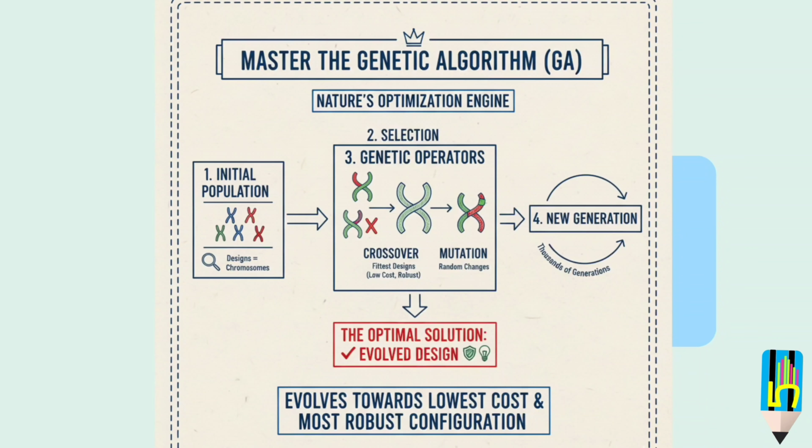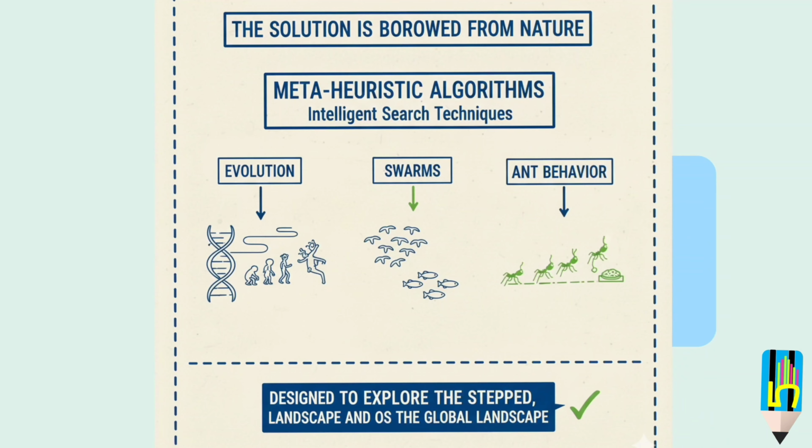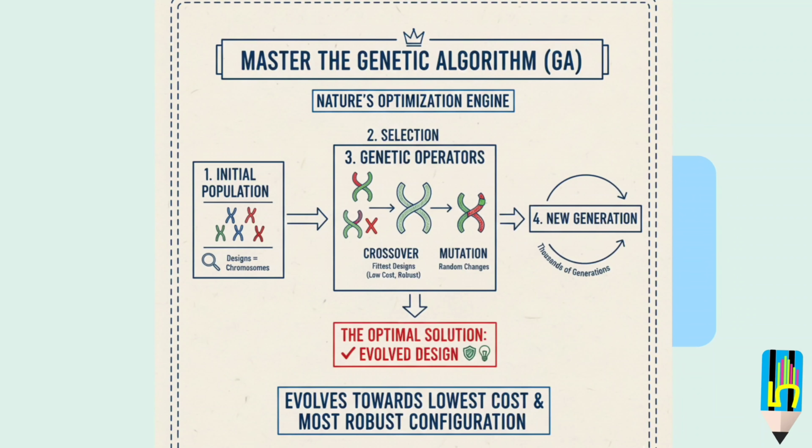Sometimes the solution is borrowed from the most efficient optimization engines we know, that is nature. We use meta-heuristic algorithms. We will learn more about this in the upcoming lectures. It is an intelligent search technique based on principles like evolution, how humans evolved, or the swarms, or ant behavior, to find a near optimal solution without exhaustive checking. They are designed to explore that stepped massive landscape. In this course, you will also master the king of these methods, the genetic algorithm.